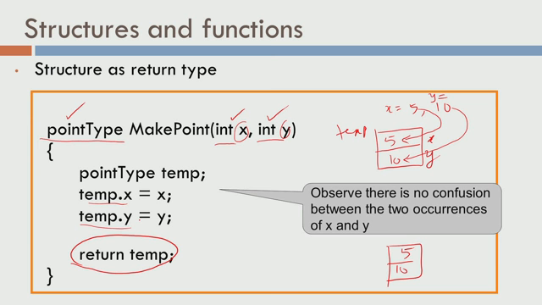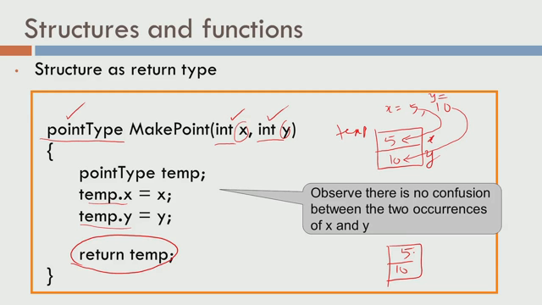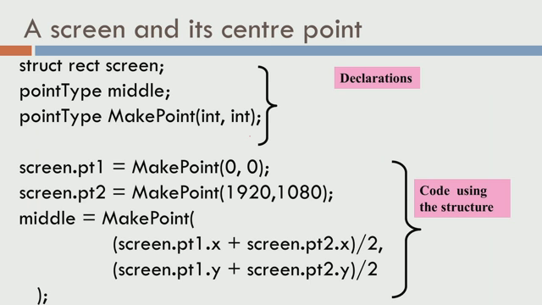So, temp dot x is a qualification to get to the member of this structure called point type, and in this case it is in the particular variable temp, whereas this x is a free variable of the type integer, it is not part of the structure. So, let us see a few other examples.